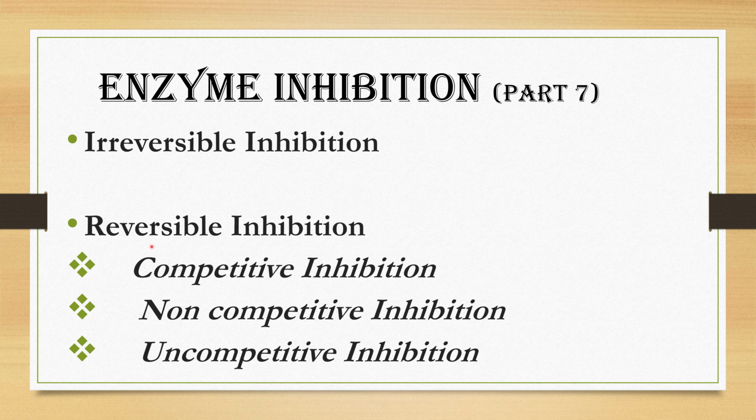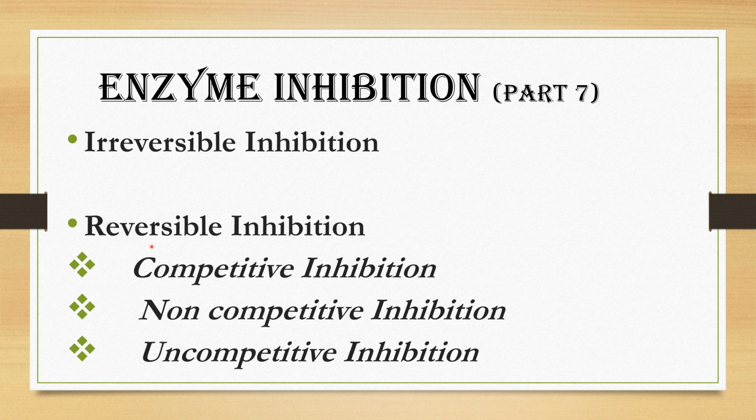So, what is the function of irreversible inhibitors? The irreversible inhibitors destroy the functional group present in the active site, and therefore once the functional group in the active site is destroyed, the enzyme becomes inactive. Now, most of the irreversible inhibitors are toxic substances.